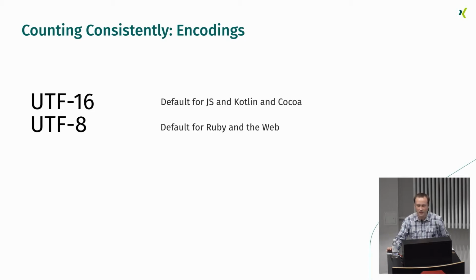UTF-16 is actually the default for JavaScript, Kotlin, and the Cocoa framework, whereas UTF-8 is the default for Ruby and the web in general.